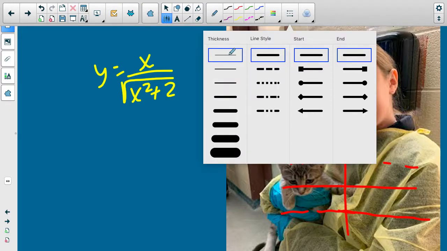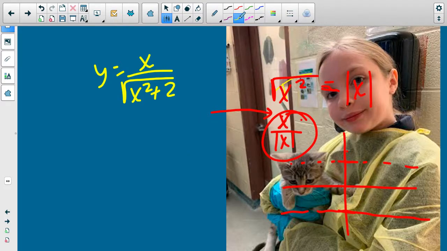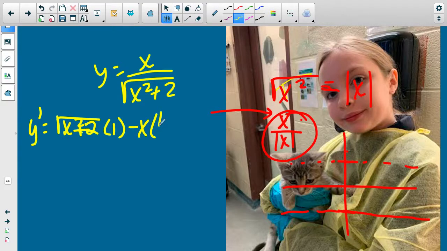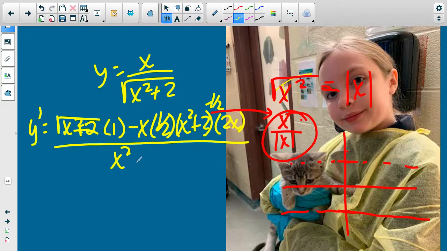All right, now, so y prime equals low d high minus high d low over low low. Okay? So this is a great problem because I've got the quotient and the chain rule going on too. So it's a lot of review.